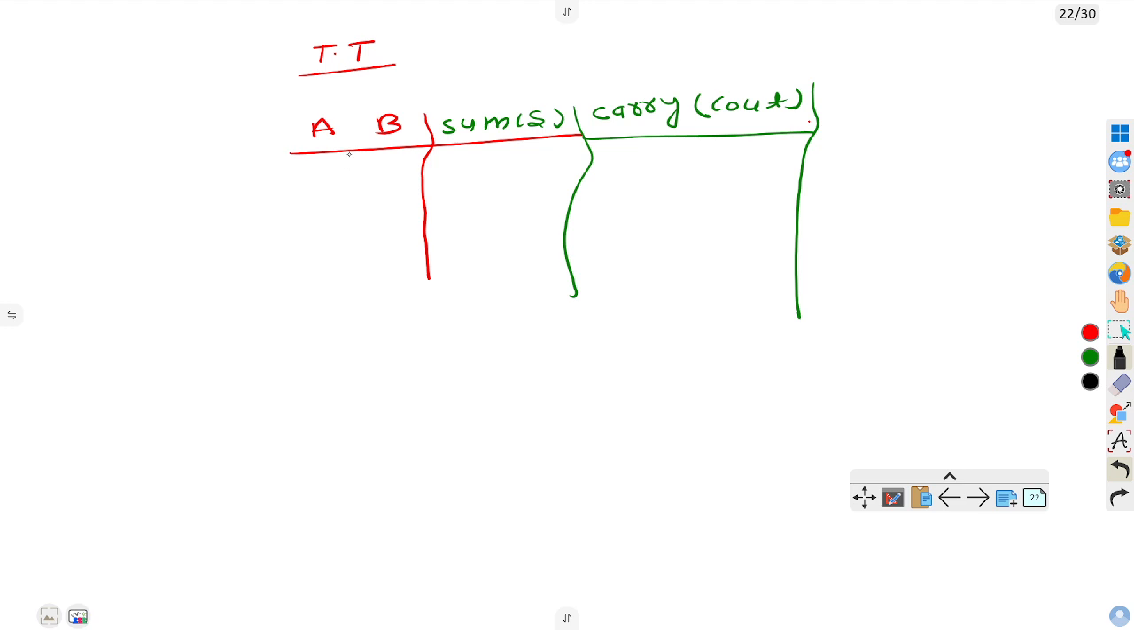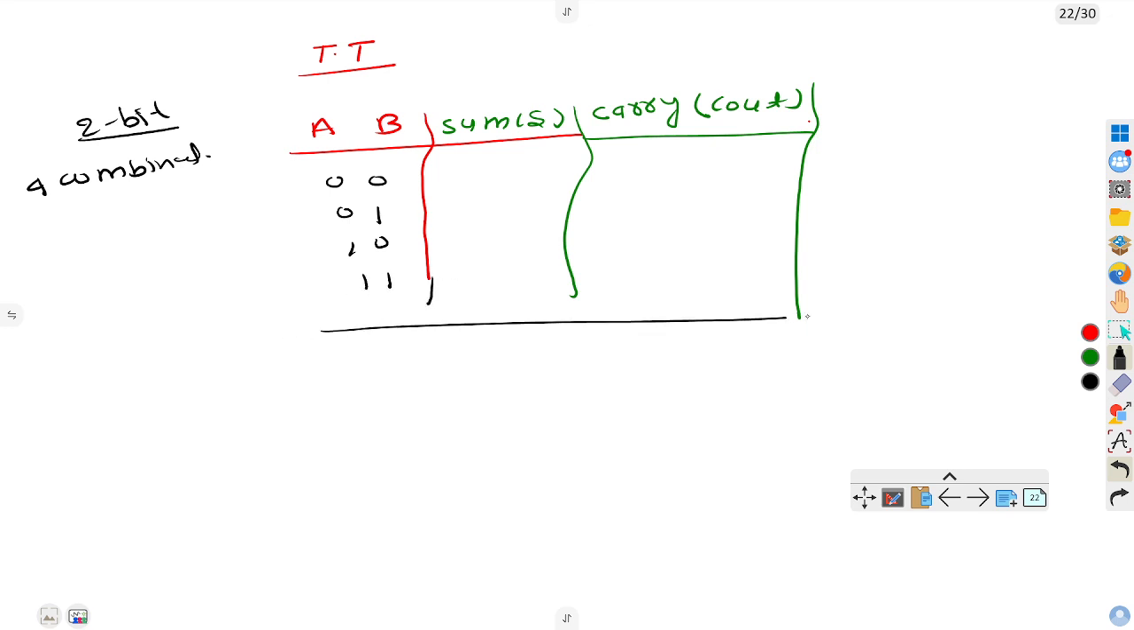Actually, I explained that the half adder is used to add two one-bit numbers. A and B are each one bit, so in total two bits, which means there are four combinations. You know this thing. Four combinations: 0 0, 0 1, 1 0, and 1 1. So this truth table is important, and sometimes the interviewer will ask: write down the truth table of the half adder.